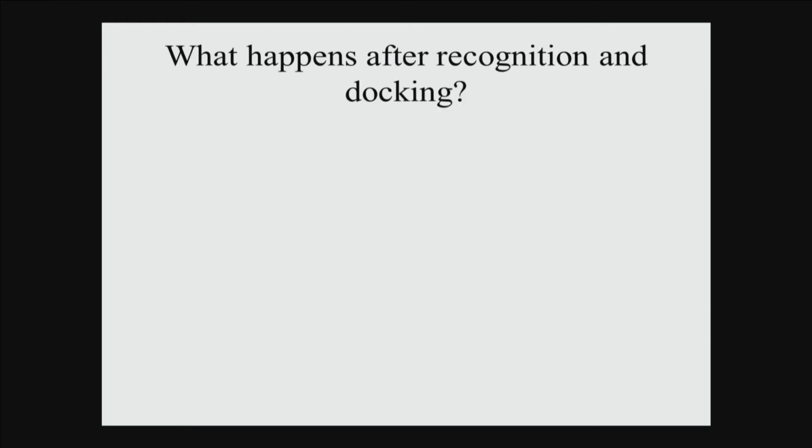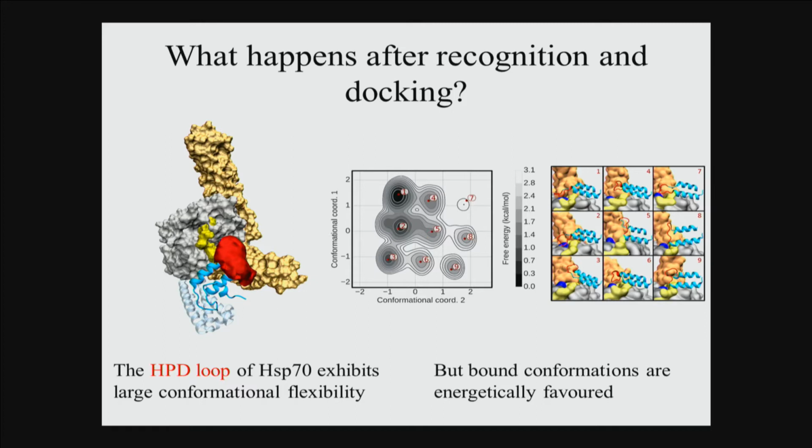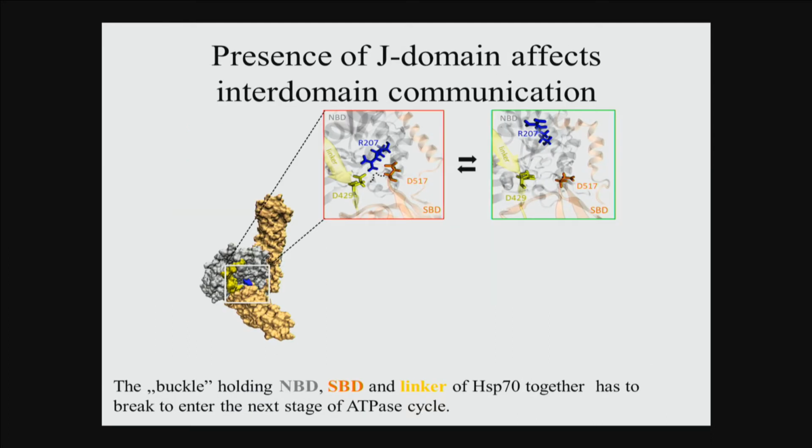Okay. So, but the real question is what happens next? We can see that the HPD loop of the J domain has conformational flexibility, but actually only the bound conformations, these two, are energetically favored, so they have low free energy, so they are more probable to occur. So we can see that the bound state is energetically favorable. So that's nice to know, but what happens next?